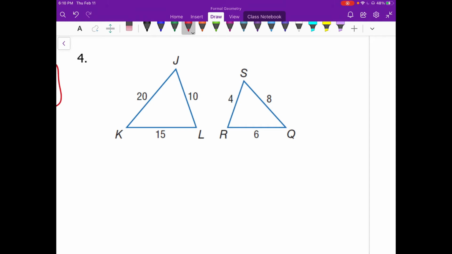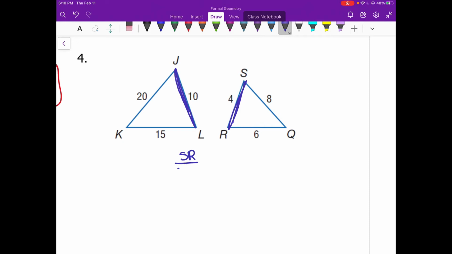Okay, number 4. So this one I don't have any angle measurements, but I do have a lot of sides. So let's start comparing those side measures and see if I can prove that they are proportional to each other. So let's look at our corresponding sides. So far it looks like JL and SR are corresponding, so let's write those.